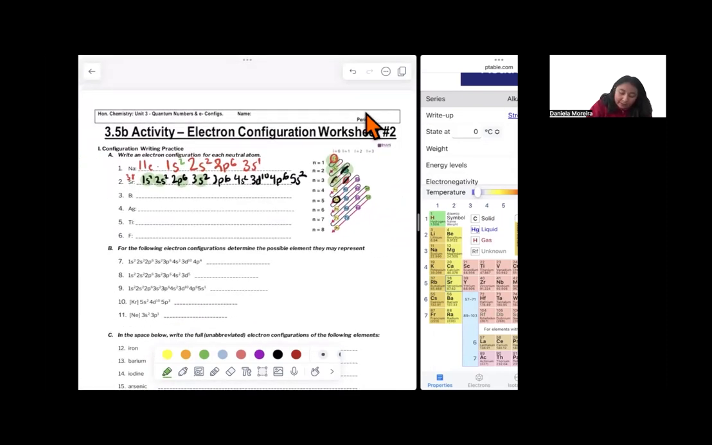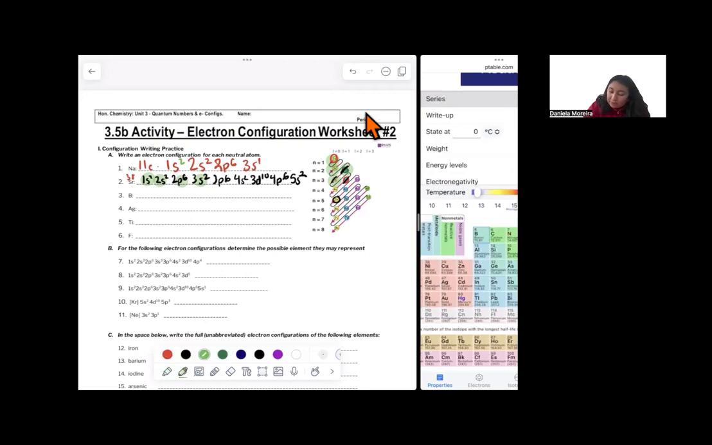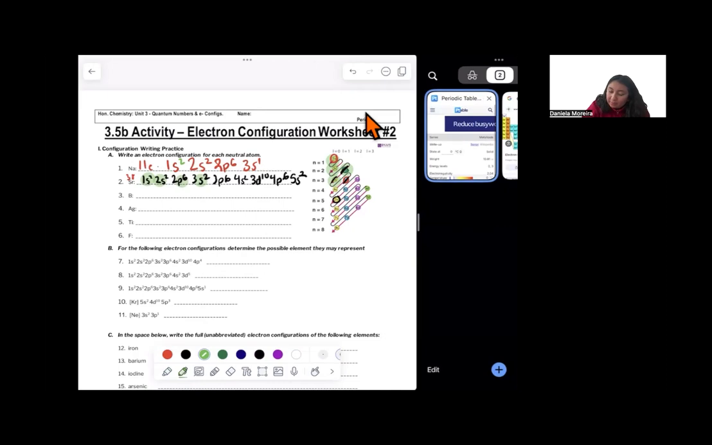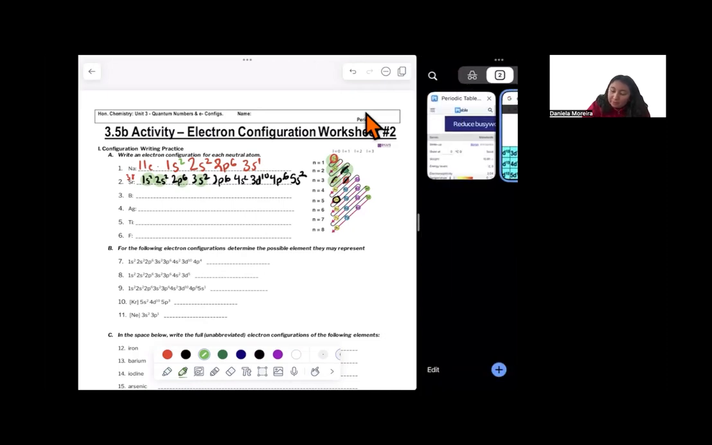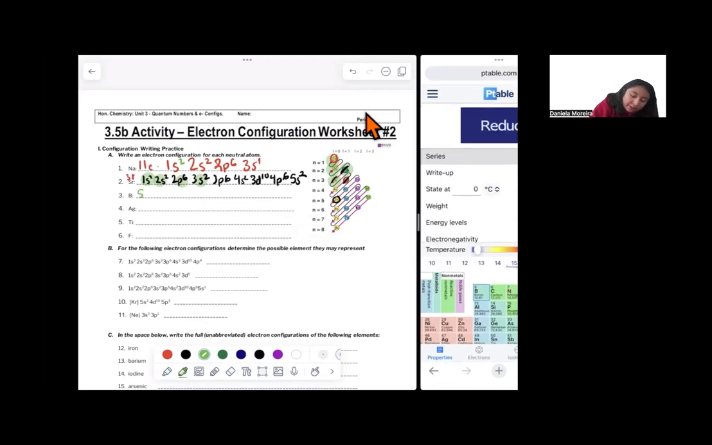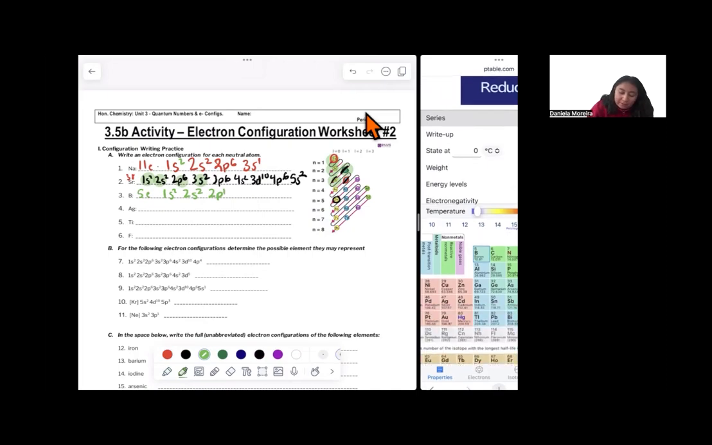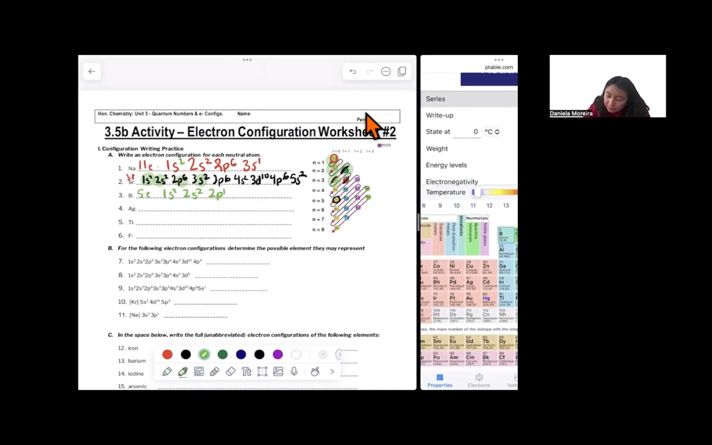For boron, this will be easier. Boron has 5 electrons. If we look at our periodic table, we can already see that all we need to do is fill up to 2p1. So 5 electrons: 1s2, 2s2, 2p1. That matches. Silver, how many electrons does it have? It has 47.